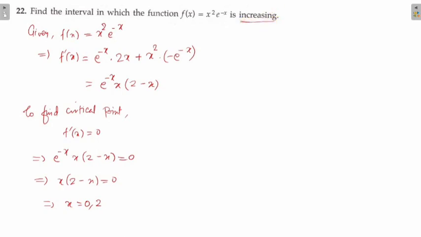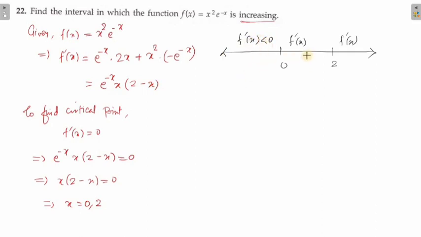So for that, let me draw a real line, and we have got 2 points, 0 and 2. Here let me check the sign of f dash of x. In this interval, take any value, let's say -1. As I said, the exponential doesn't matter, so we'll look at only this. So -1, and 2 minus -1 is going to be 3. So negative into positive is negative. So it's going to be less than 0.